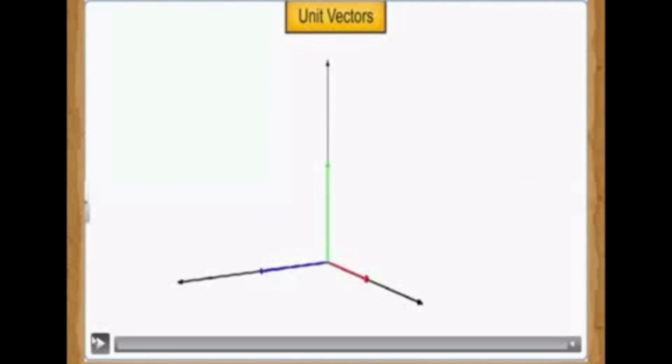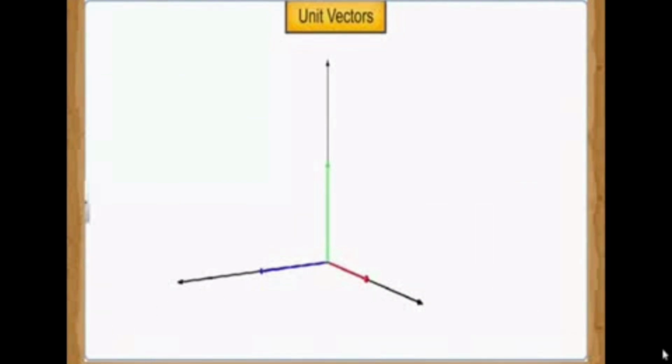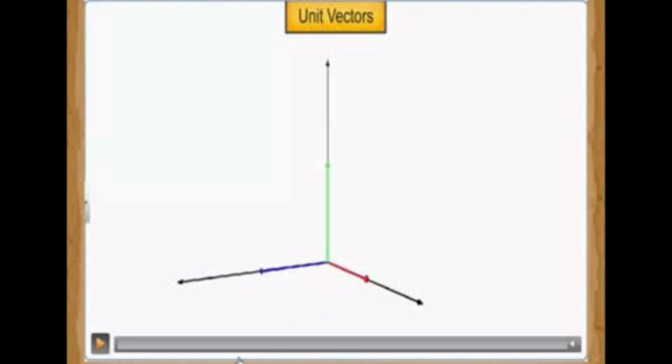So next we are going to see the unit vector. You know that a vector divided by its own magnitude is called a unit vector. That unit vector indicates the direction of the vector.